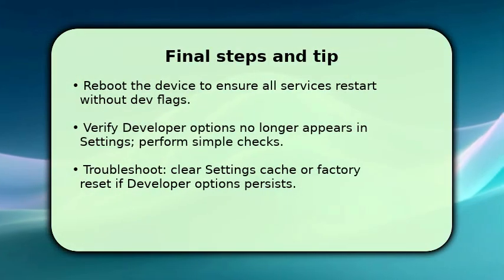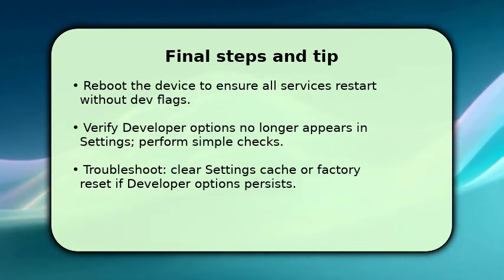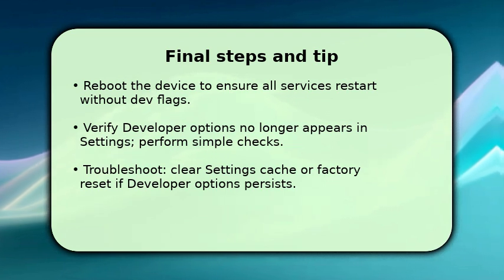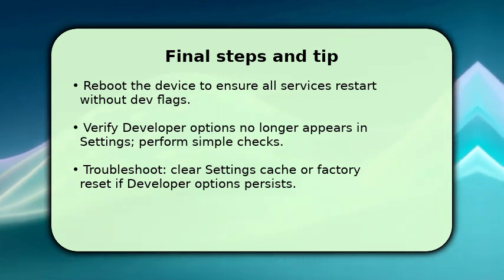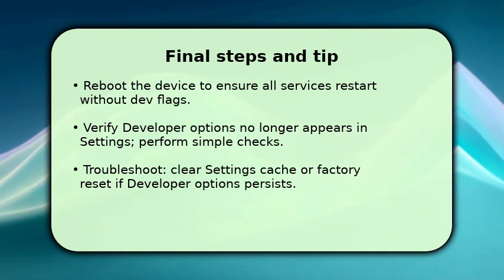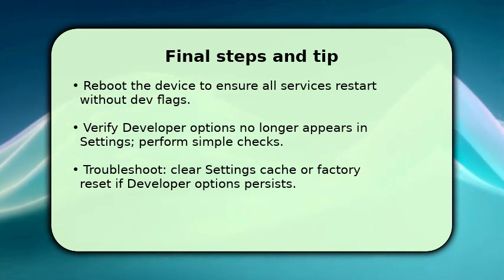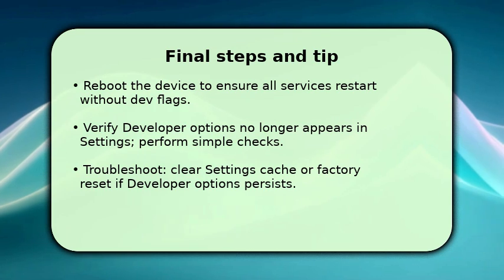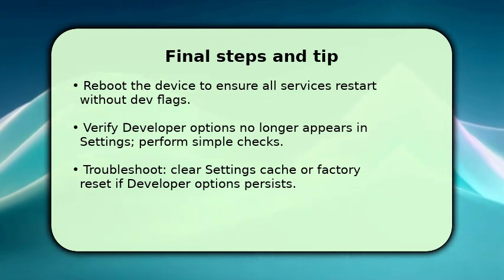After toggling off, reboot your phone to ensure all services restart without developer flags active. This prevents residual processes from continuing. When it restarts, open Settings and confirm Developer Options no longer appears. Test by plugging USB to check that USB debugging prompts don't appear.